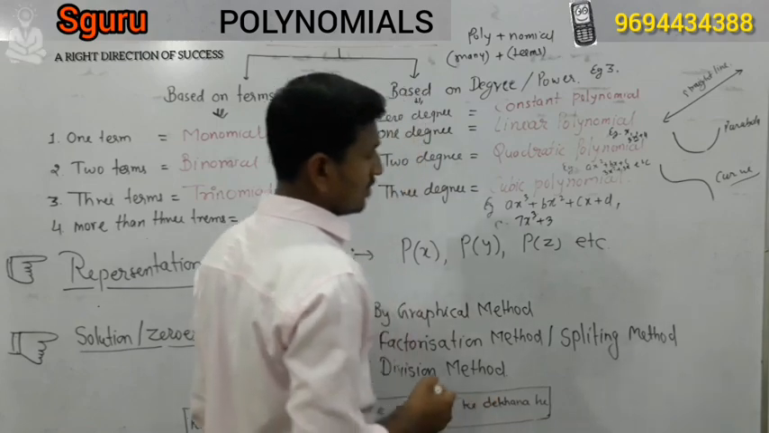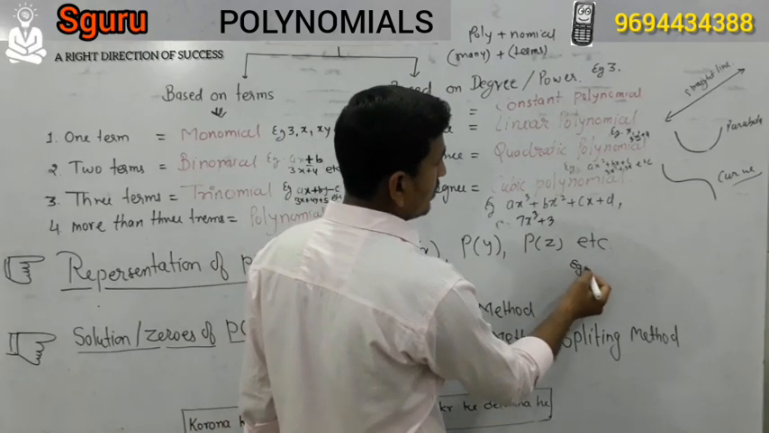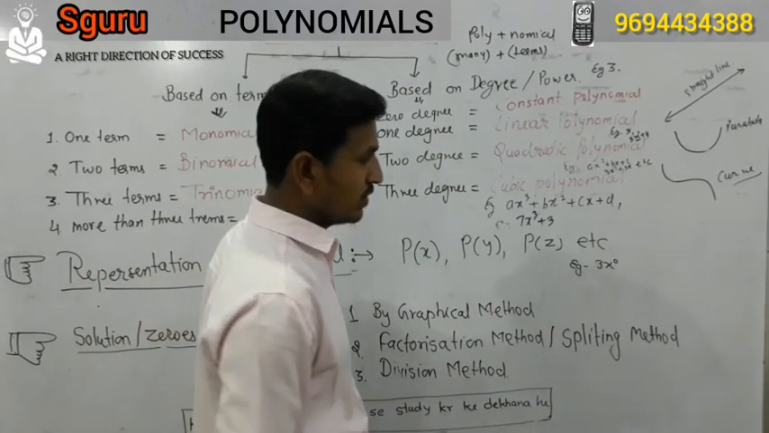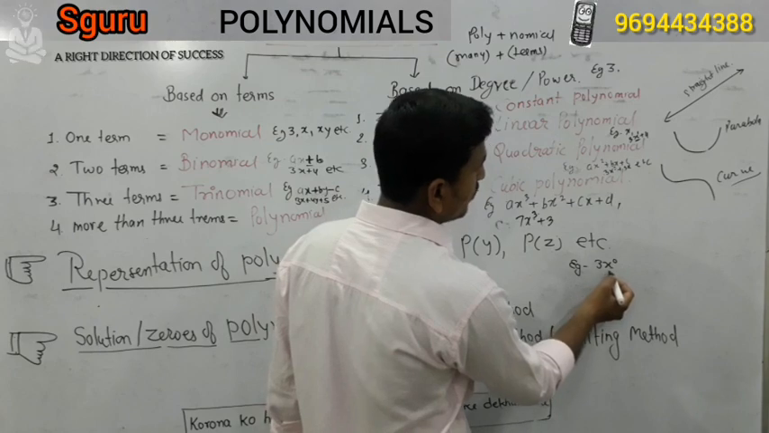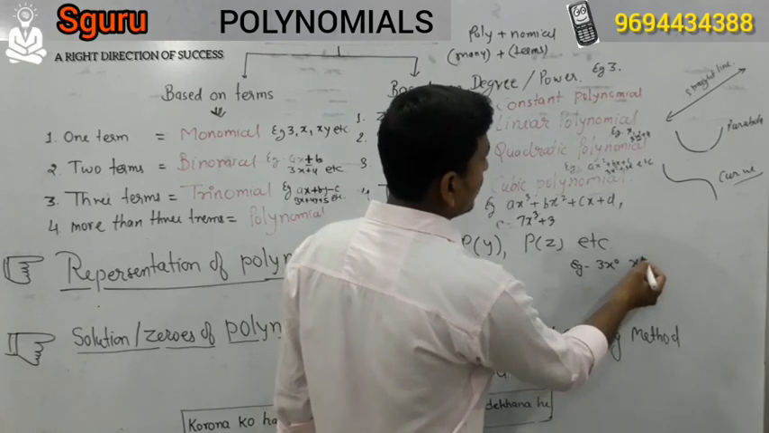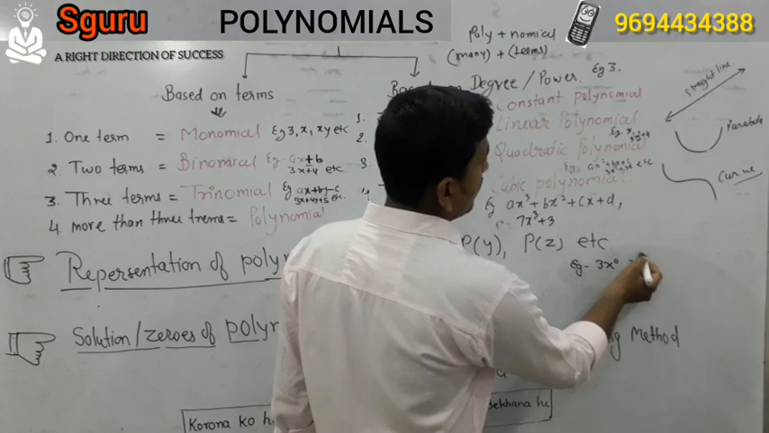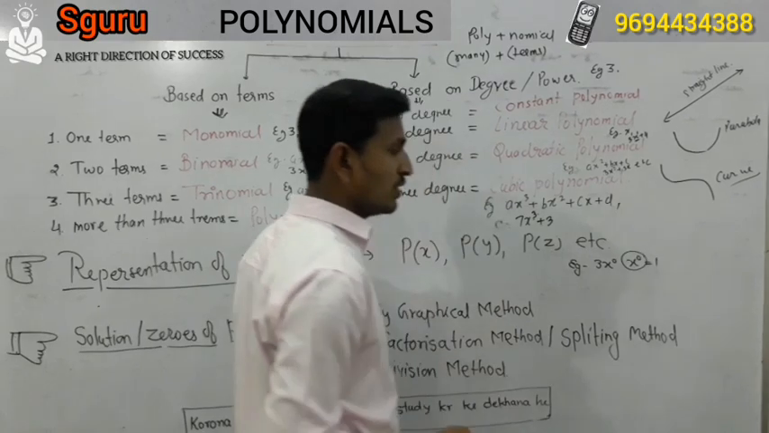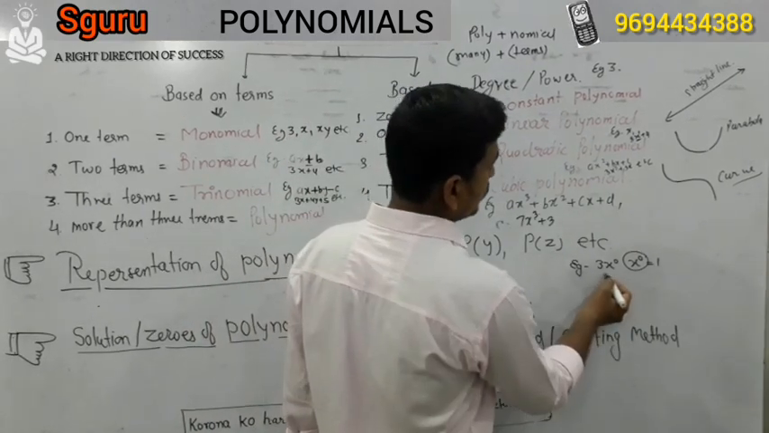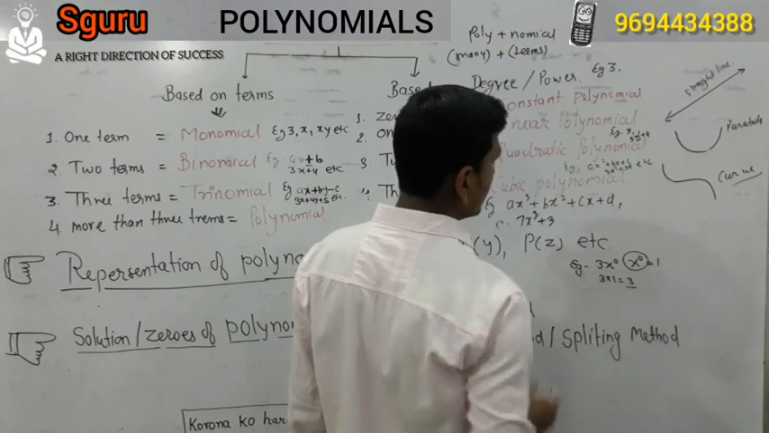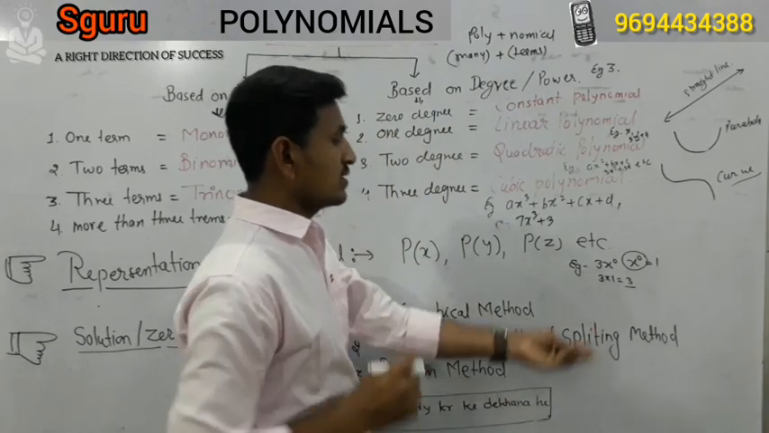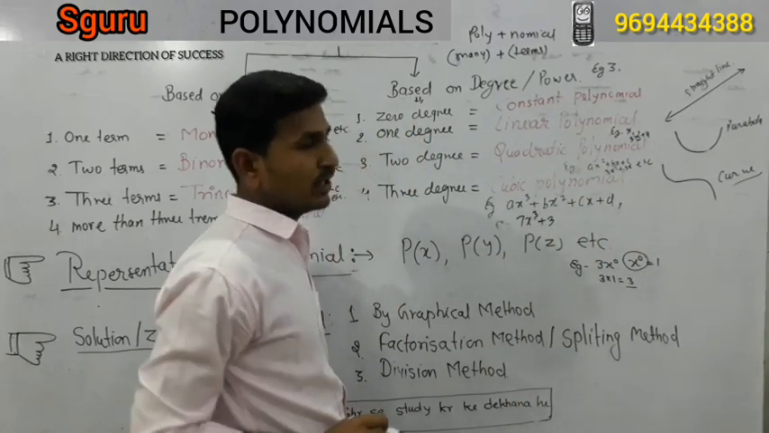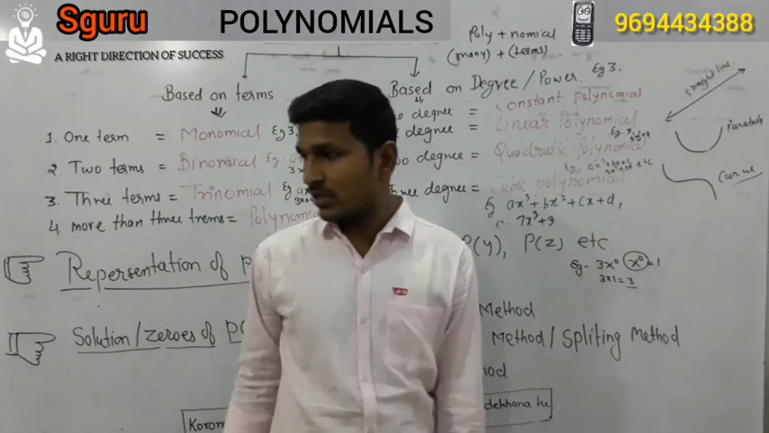How can we understood this? We can write 3 as 3x to the power 0. Yes, 3x to the power 0, because we know that if a number contains power 0, then the value of the whole number, exponential number, is 1. So 3 into 1 is equal to 3. यहाँ से हम क्या समझे? Then 3 is a constant polynomial. Yes, 3 is a constant polynomial.